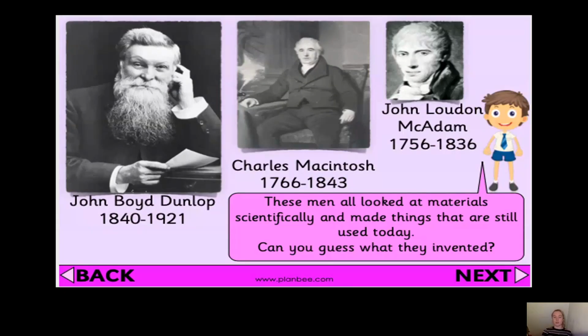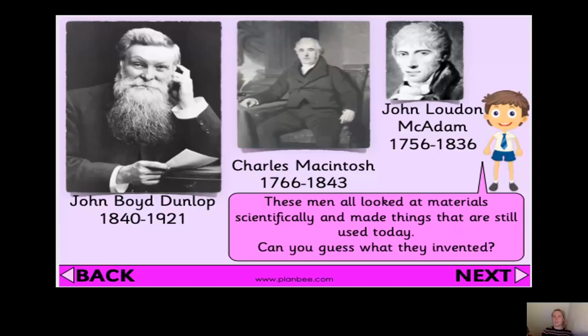Now here we have got 3 inventors. We've got John Dunlop, we've got Charles Mackintosh, and John McAdam. Do you recognise any of their names already and know what they invented? Well done if you did, but don't worry if you don't, because we will find out in a minute. So these men all looked at materials and they made things, they invented things that are still used today. Now, can you guess what they invented? Pause the video now and have a little think.